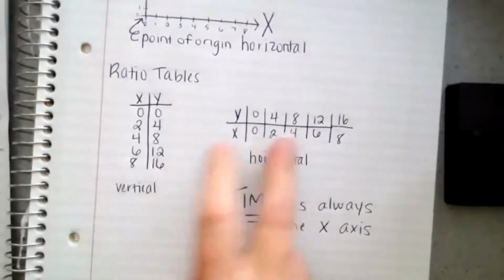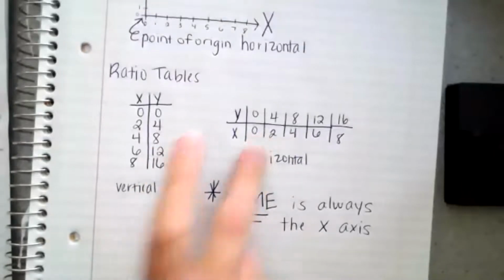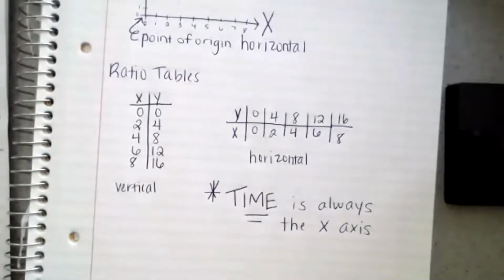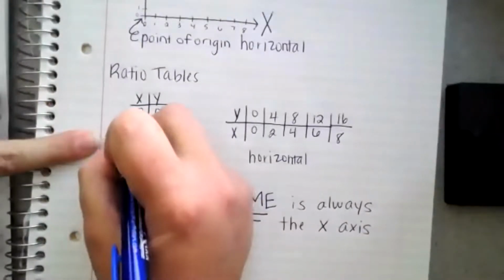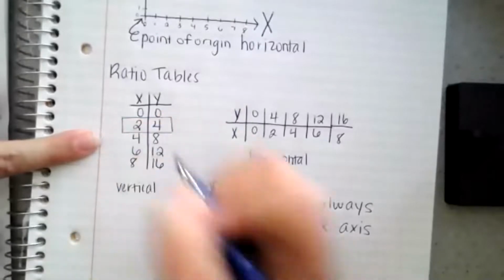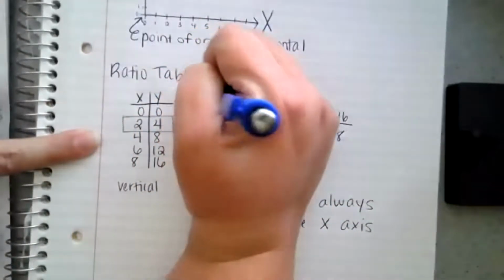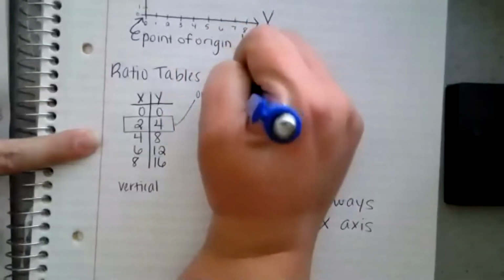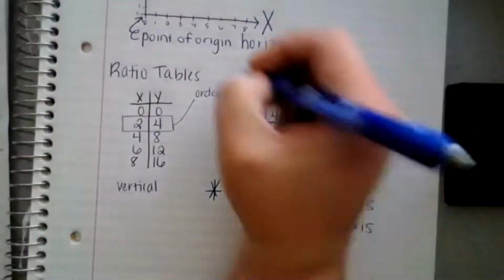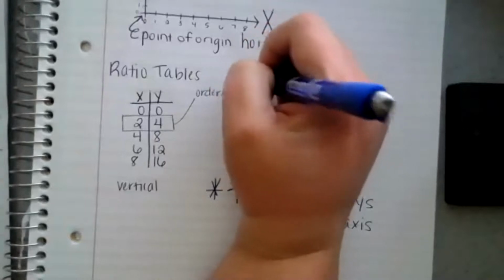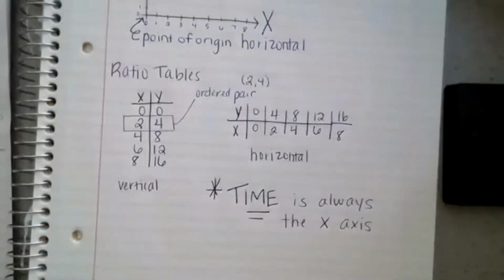Okay, so from these ratio tables, there's several things that we can do. The first information that we can collect is the ordered pair. The ordered pair, we gather like this. You just isolate one section. So this would be an ordered pair. Okay, it does give us an X, Y. So your ordered pair there would be 2, 4.